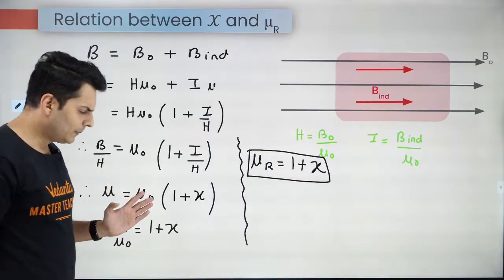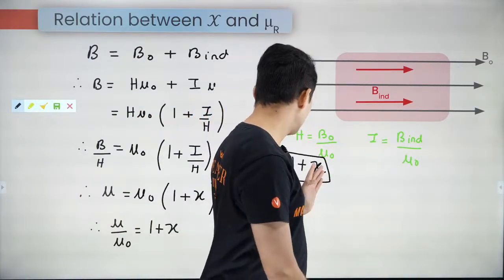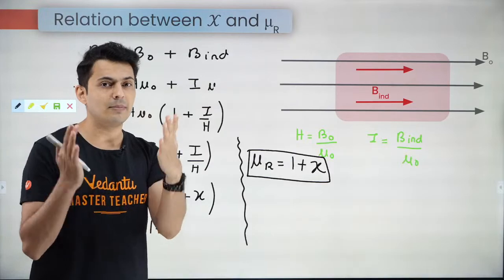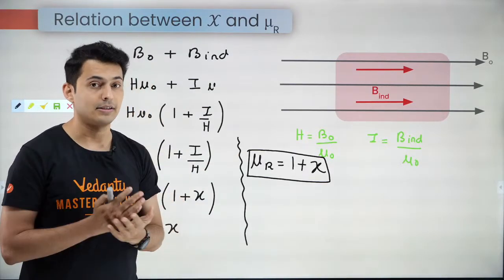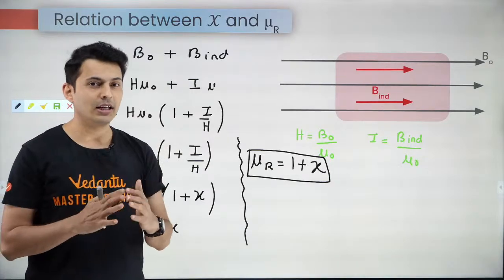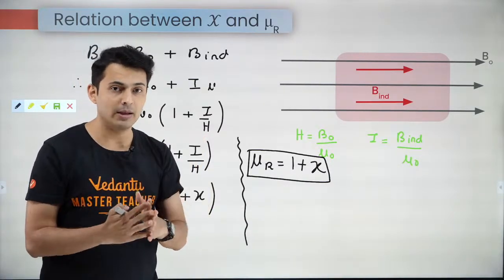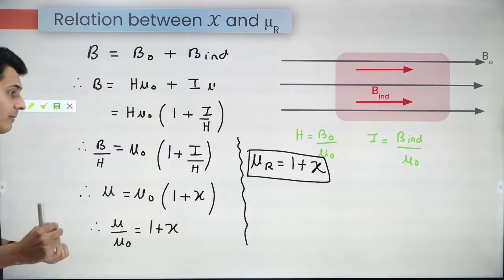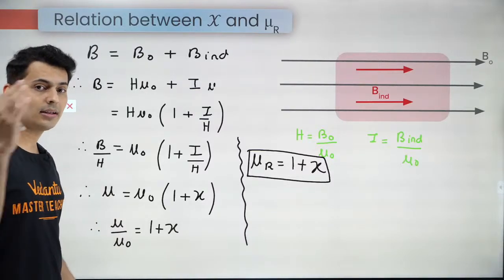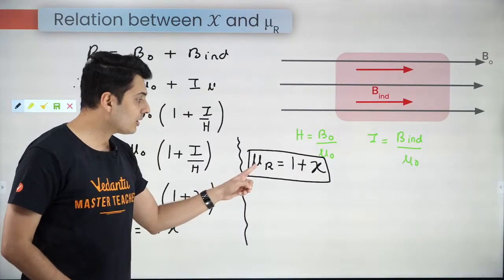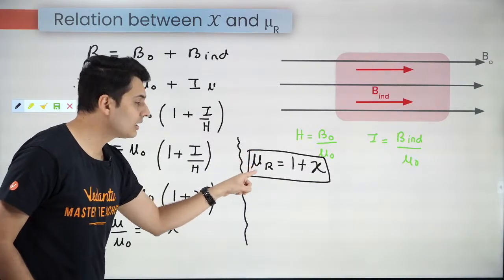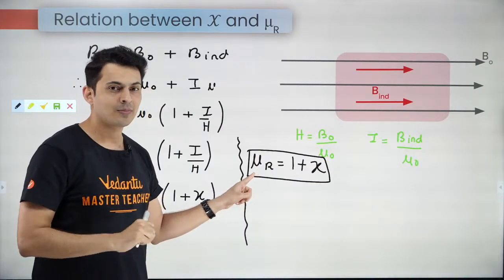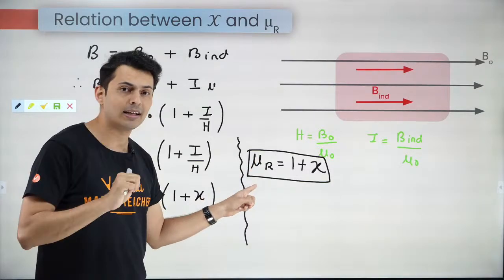All right. Now, think about it. Is it possible for a material to have permeability less than the permeability of vacuum? The answer is yes. Is it possible for a material to have permeability more than permeability of vacuum? The answer is yes. So the permeability of a material can be less than or more than that of vacuum. That's what we are going to see. Because of which this ratio that you see, relative permeability, can be more than 1 or less than 1.